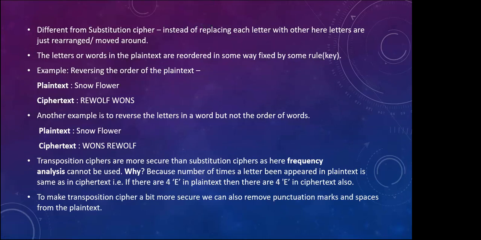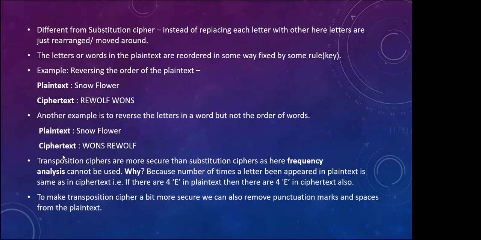In a small example of this, the plain text I have written is snow flower. With transposition cipher we can jumble up the letters and words. Here the plain text is written in reversed form, so we have totally reversed the plain text. In a similar manner, we can reverse word by word without reversing the whole plain text.